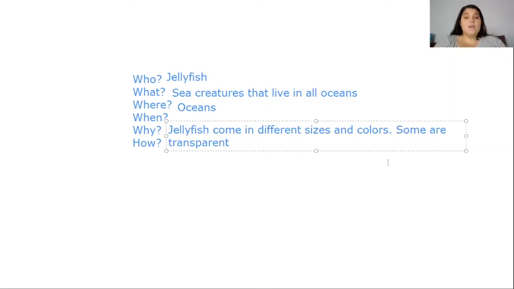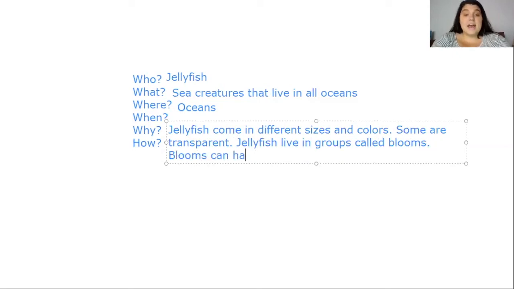And then also we want to talk about in the why and the how, jellyfish live in groups called blooms. Remember they talked about that? Blooms can have up to 1 million jellyfish. That was an important fact.